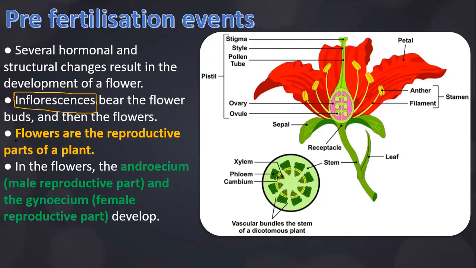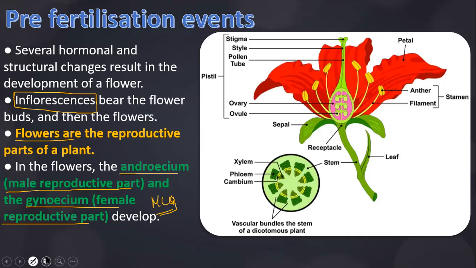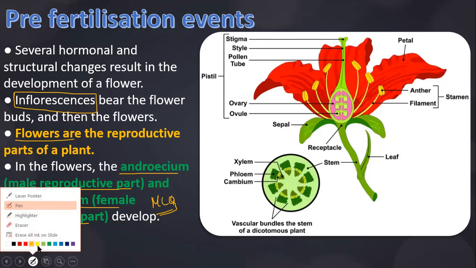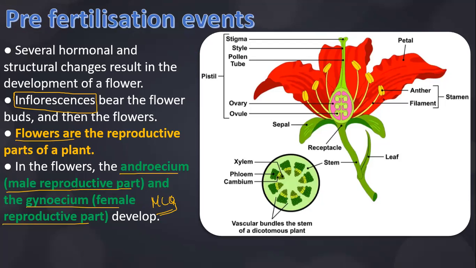So the flower is the reproductive part of the plant, and in the flower the Androecium is the male reproductive part, and the gynoecium is the female reproductive part. MCQ question, even a 6th standard student knows it very clearly. Androecium is the male reproductive structure and the gynoecium is the female reproductive structure of the flower.